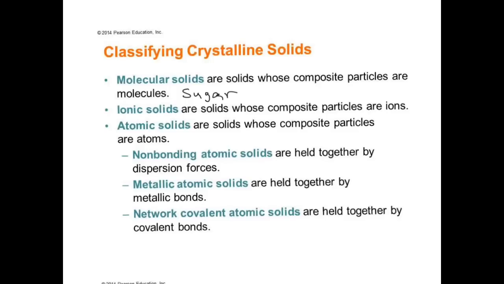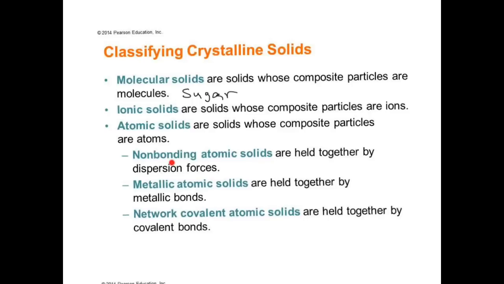And then in addition to that, we have ionic solids. We have atomic solids. So that's when the particles are atoms. In those cases, the atoms are held together by dispersion forces. You know, they're not dipoles or anything. We also have metal atomic solids, and we have network covalent atomic solids. So atomic solids are made up of one type of atom.